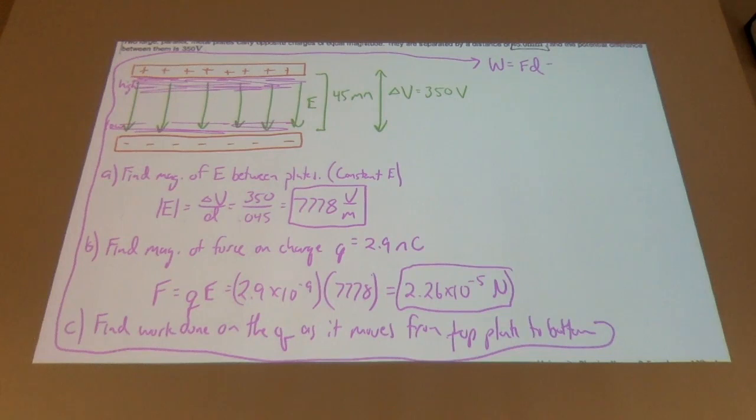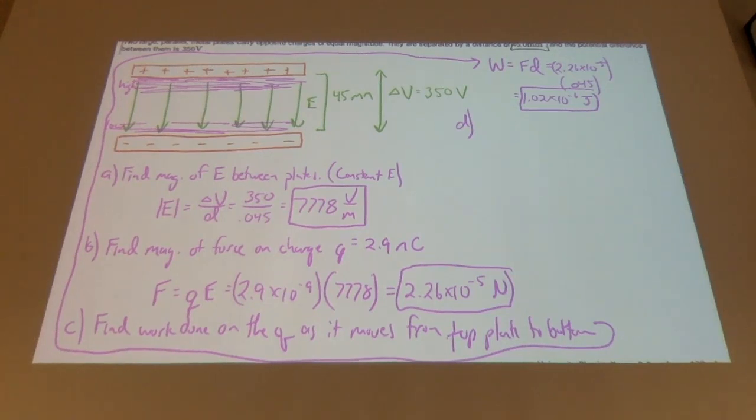In this particular case, it's just F times D, and we know the force is 2.26 times 10 to the minus 5, and D is 0.045 meters, once again. You should get 1.02 times 10 to the minus 6, and what are the units of work? Joules. Good. Units of work are joules. This is the work that's being done by the electric force to move the charge.